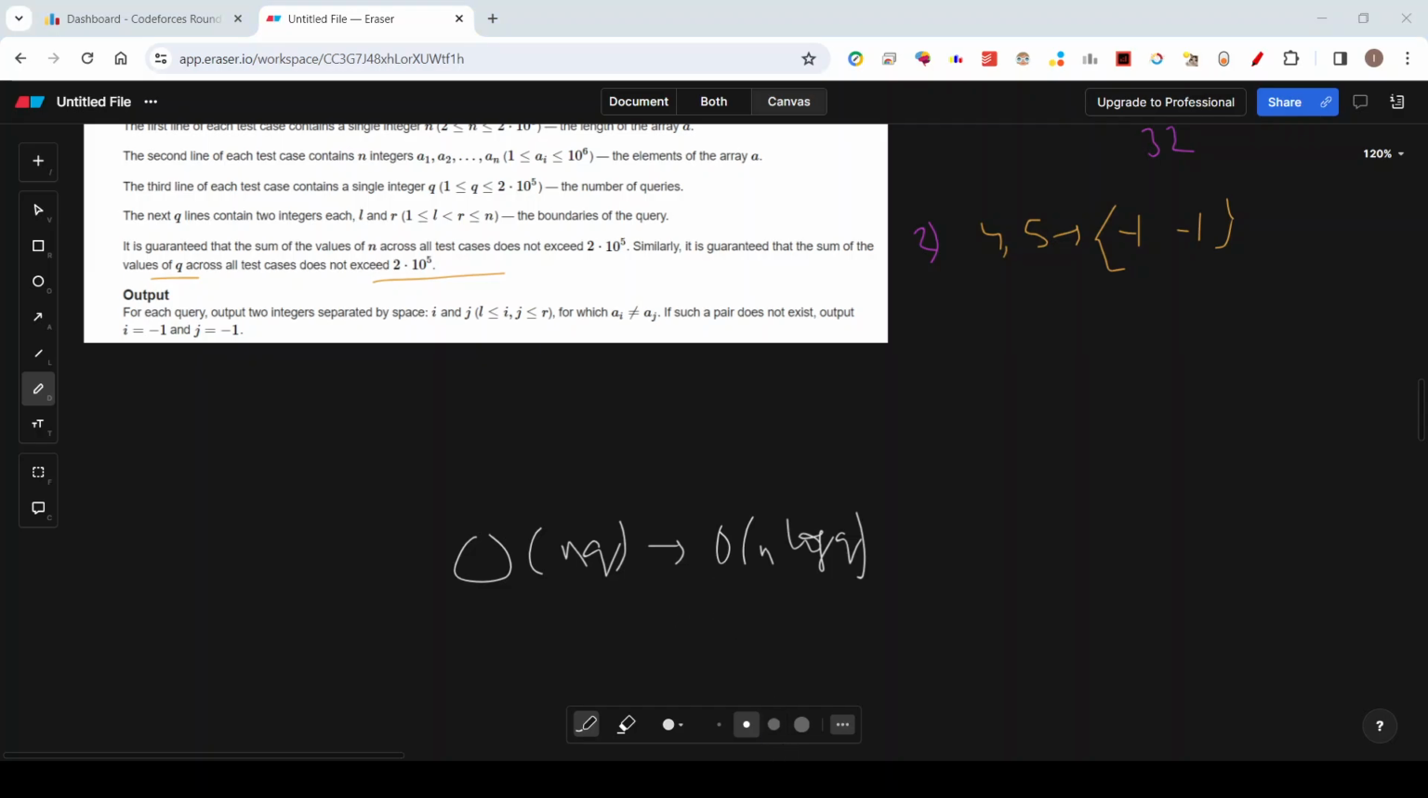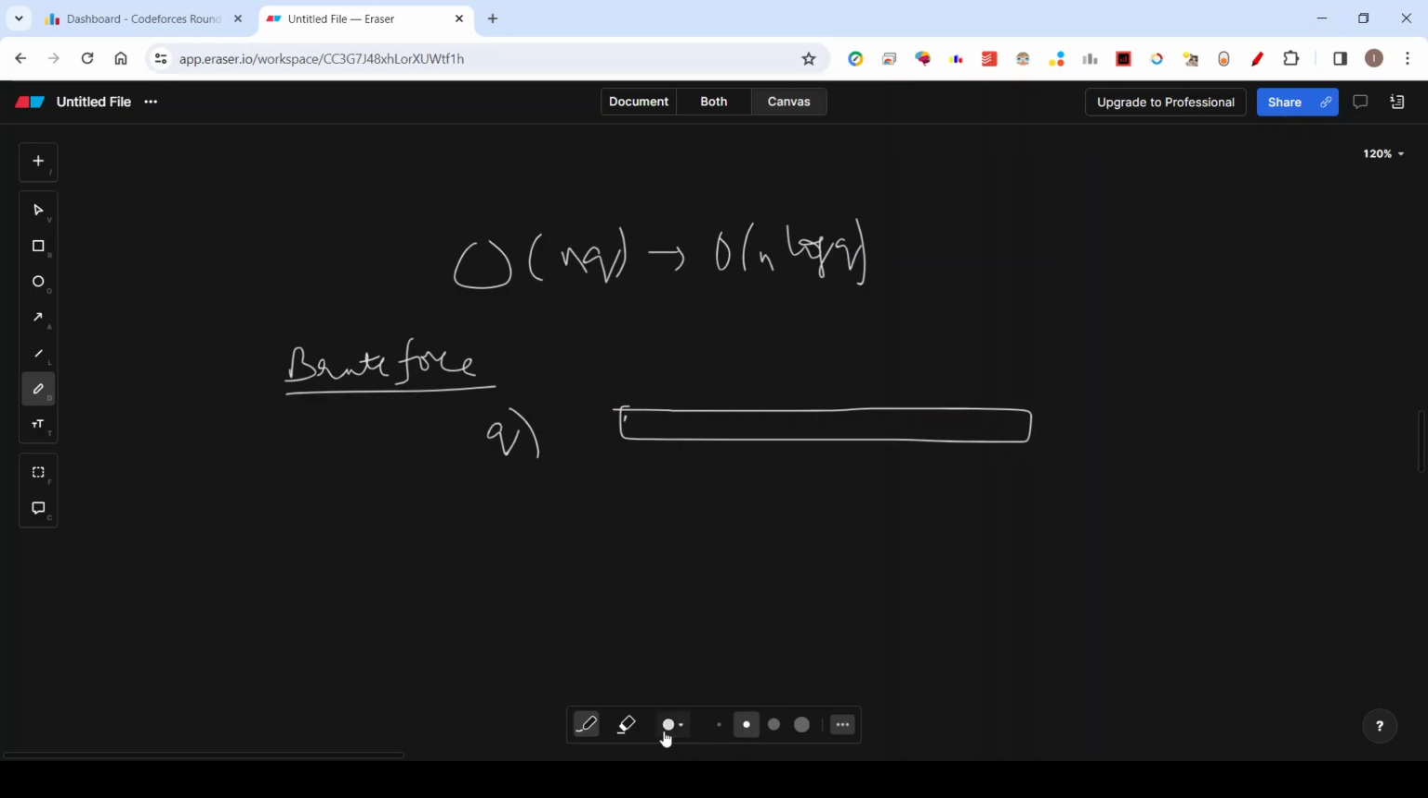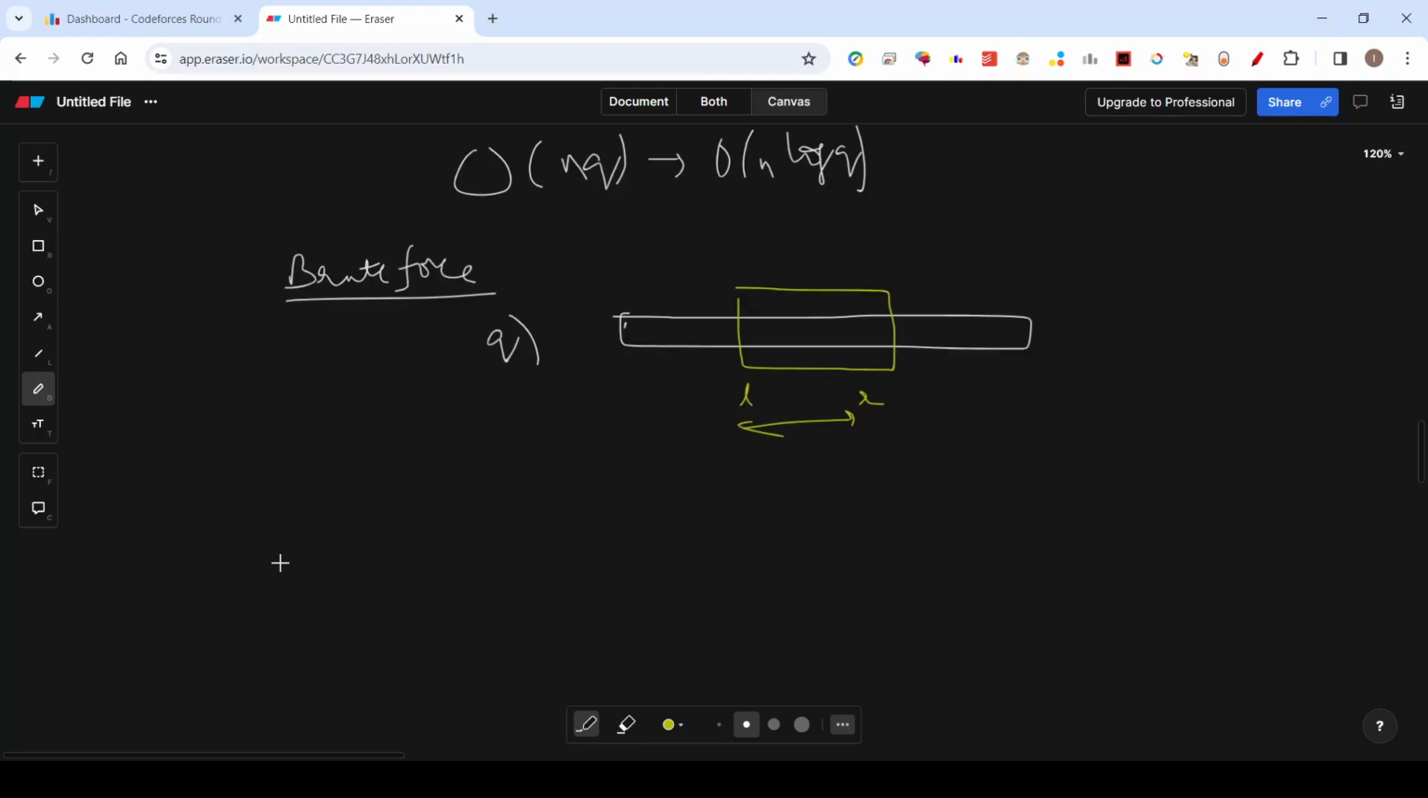Now let's discuss an approach, how you would try to solve this, right? Since you know the brute force solution would not pass, what do I mean by brute force? For each of the q queries you traverse the whole range l to r and check whether two elements are distinct or not, right? So you have to optimize this.